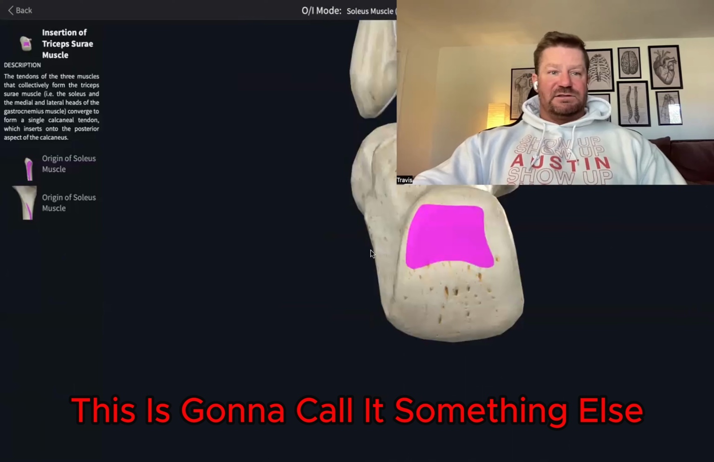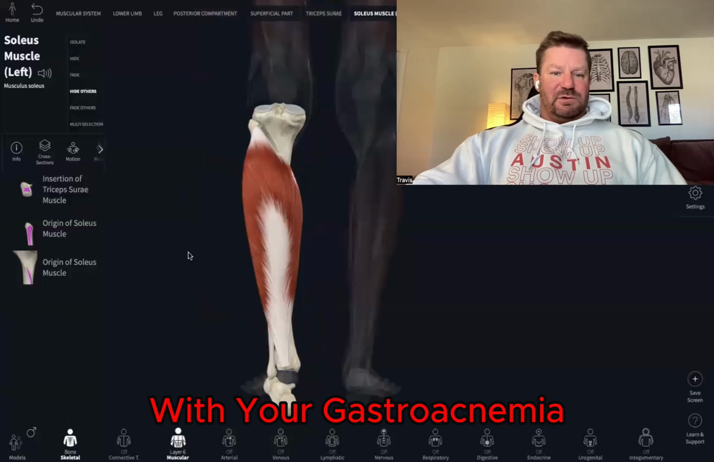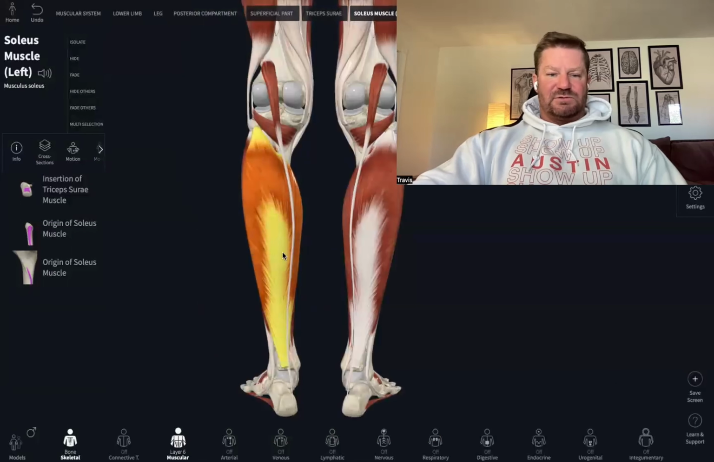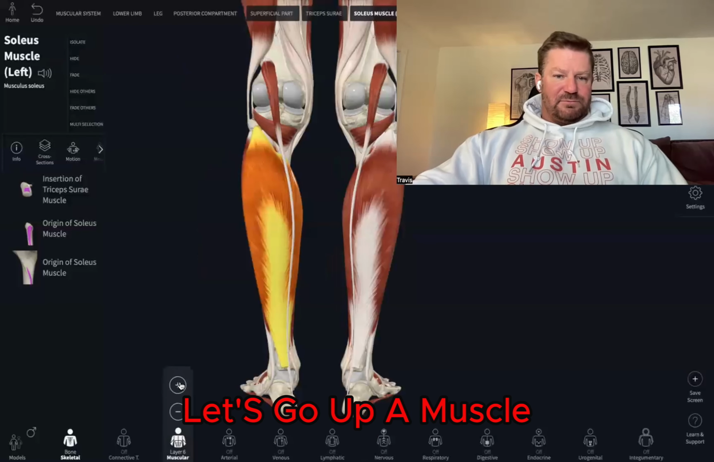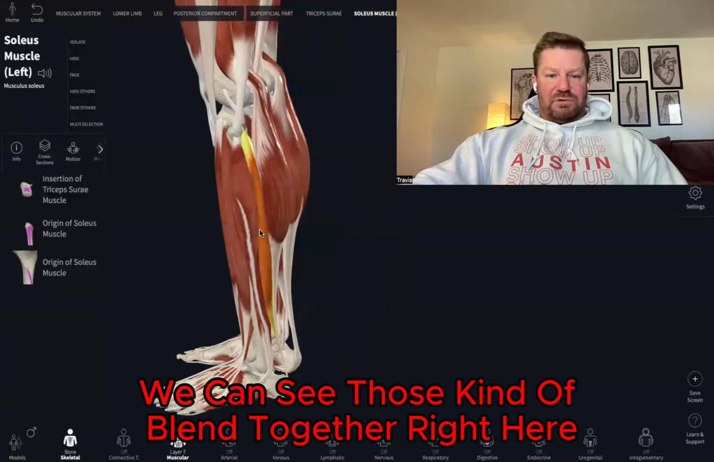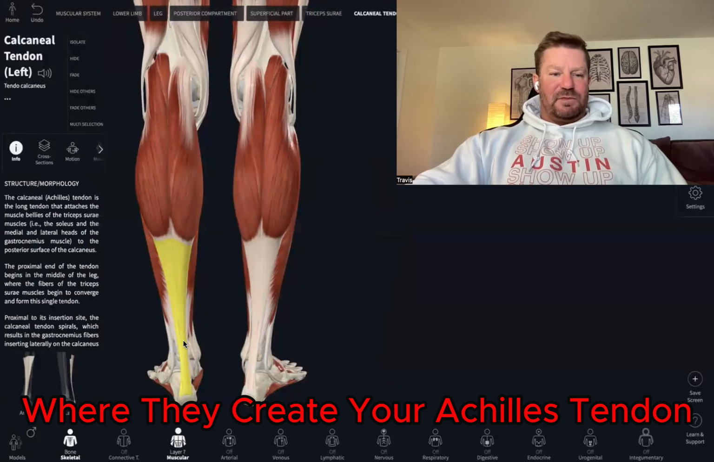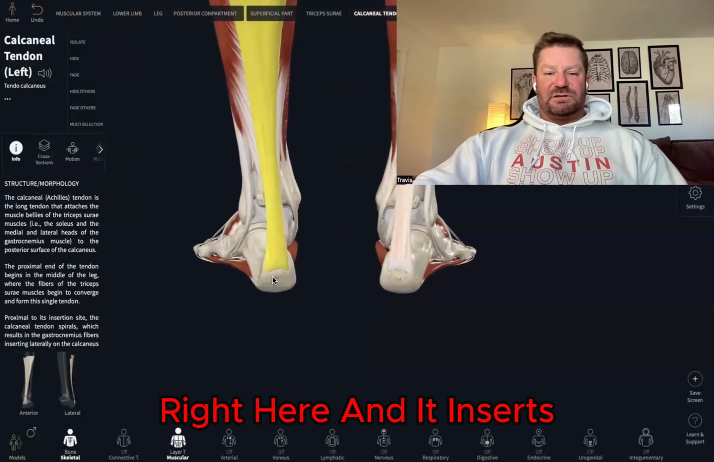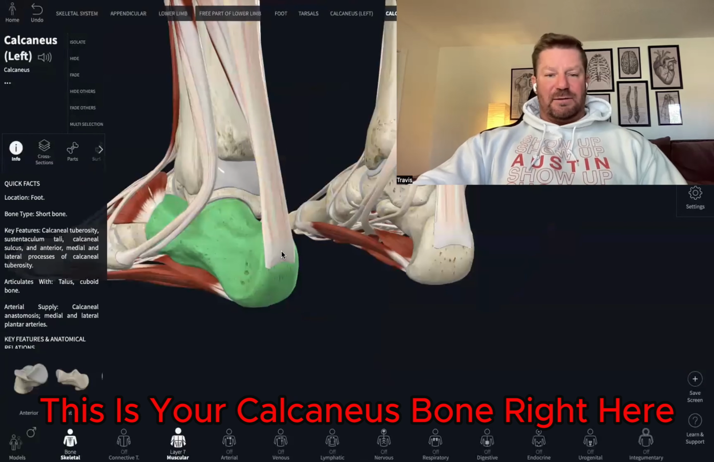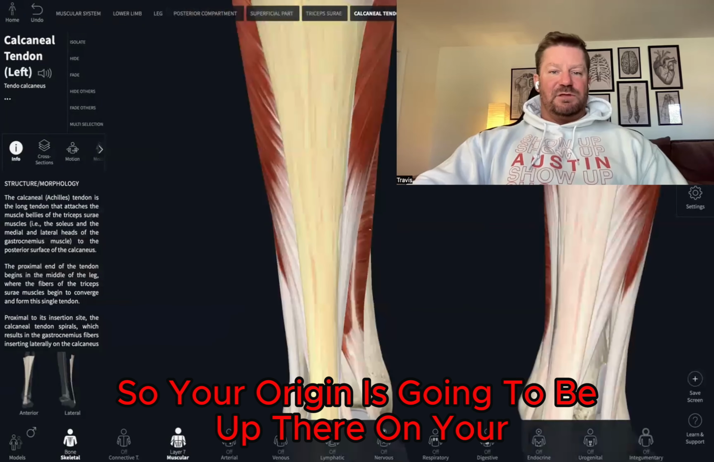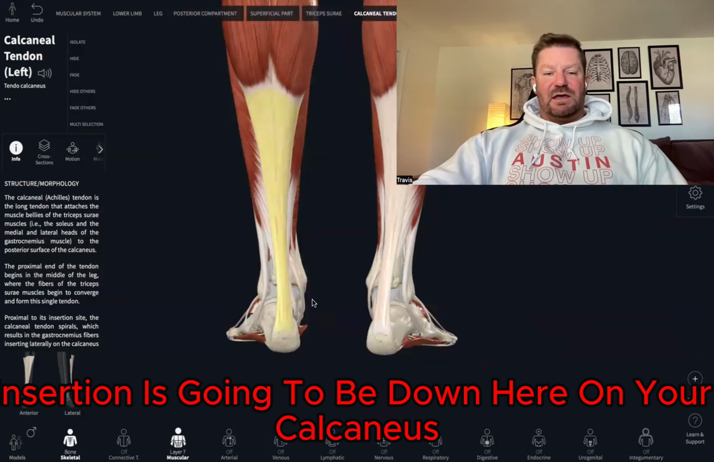We know that is the Achilles tendon that comes down with your gastrocnemius. So it kind of attaches with your gastrocnemius. Let's go up a muscle. And we can see those kind of blend together right here where they create your Achilles tendon. And it inserts. So the insertion is going to be on your calcaneus. This is your calcaneus bone right here. So origin is going to be up there on your fibula and your tibia. Insertion is going to be down here on your calcaneus.